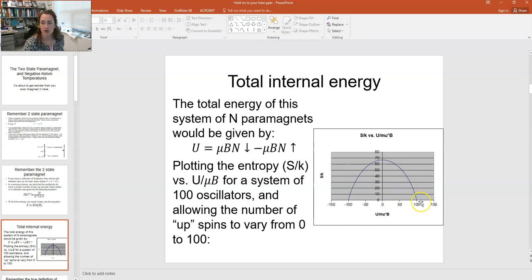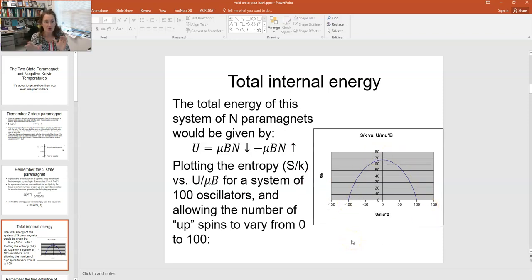Over here, you have an energy where all of the spins are anti-parallel to the field. So all of them are in their highest energy state. So that would give U equal to μB times N, right? The highest possible energy state. Now, that corresponds to a multiplicity of 1, because there's only one way to do that, which corresponds to an entropy of 0. So that's why the plot looks the way that it does.